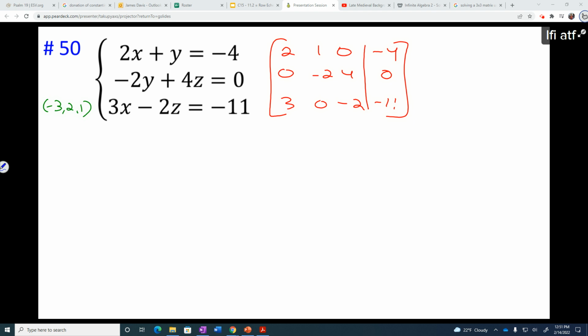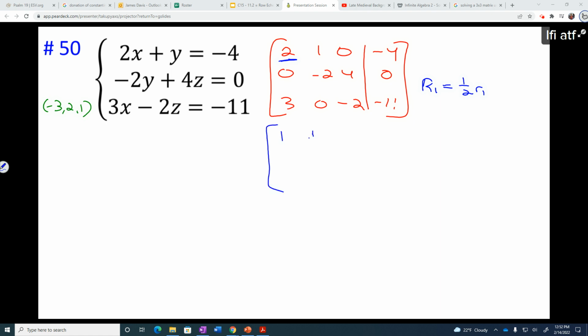So the goal here is to get the ones in the diagonals and then the zeros in the corner. The first thing we need to change is that 2 to a 1. You're going to be multiplying it by something. So the first row, we're going to multiply this 2 by a 1/2. We multiply by the reciprocal in order to get the 2 to 1. So that whole row, we're going to basically divide by 2.